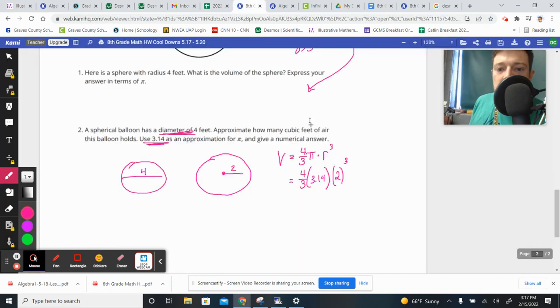So the answer here is 33.5. Let's get our units straight. Make sure that we're on the right spot here. This is feet, and we are finding volume. So this is not just regular feet. This is cubic feet, so feet cubed. That is our answer: 33.5 cubic feet.